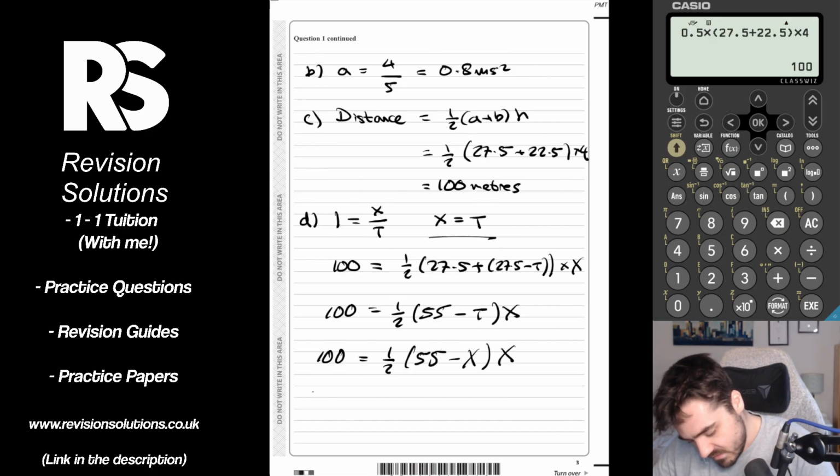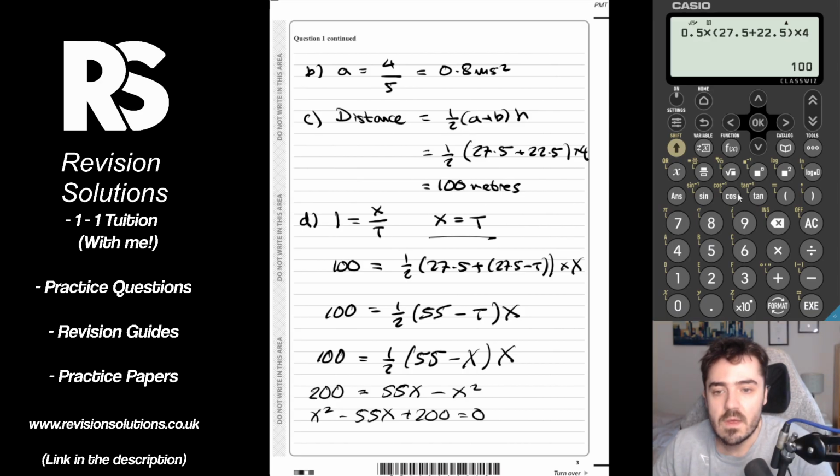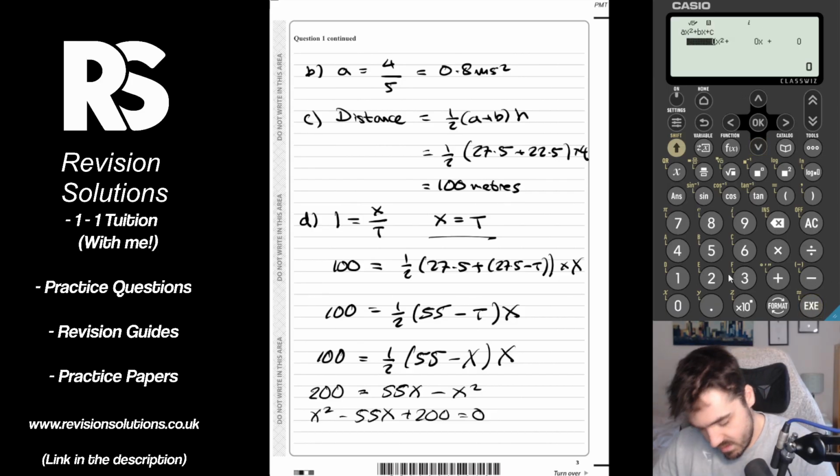If I bring the 2 to the other side, we'd have 200 equals 55x minus x squared, or x squared minus 55x plus 200 equals 0. If we run that through our quadratic solver, so use the equation function, polynomial, choose the quadratic option, and our coefficients are 1, minus 55, and 200.